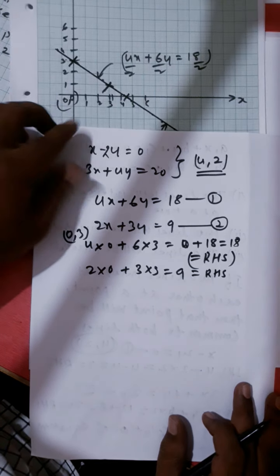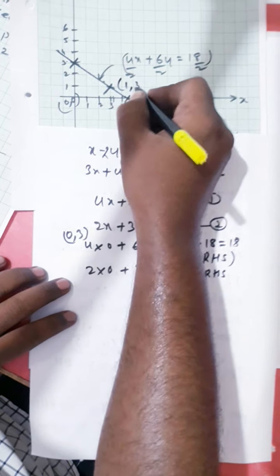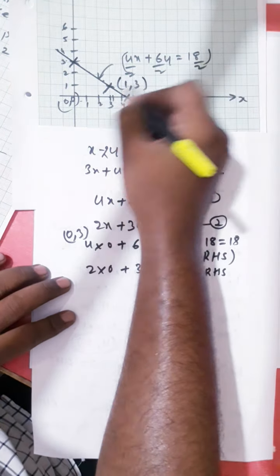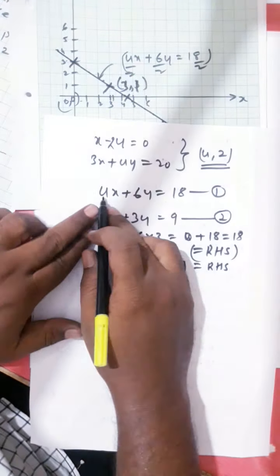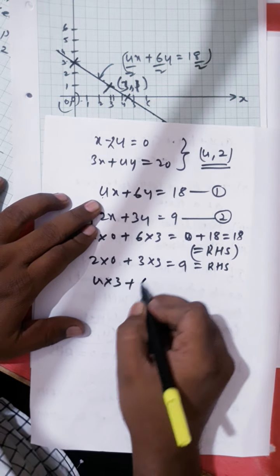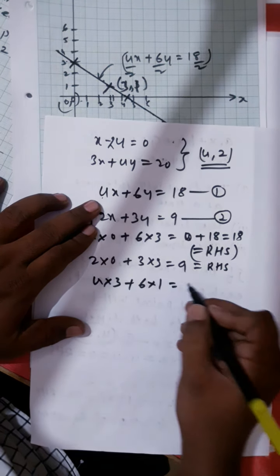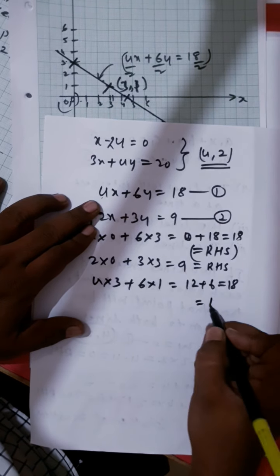Then if I take the other point, x is 3, y is 1. See, 4 into 3 plus 6 into 1 will be again 12 plus 6, which is 18, again it is RHS.